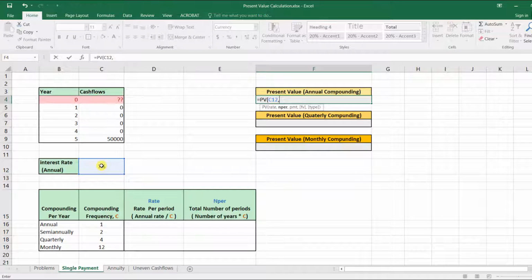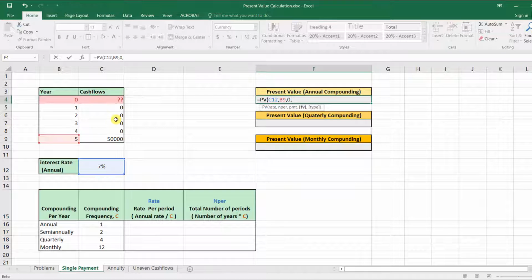Then the next parameter is the number of periods. The number of periods is 5 because we'll receive the money after 5 years, right? So select this cell. Then the next parameter is payment. This one is used to input the cash flows of an annuity. In this case, we don't have any annuity, so we'll just keep it to 0.